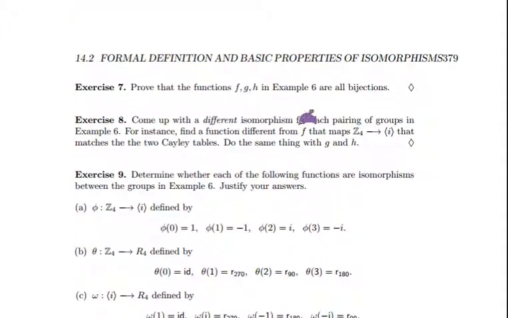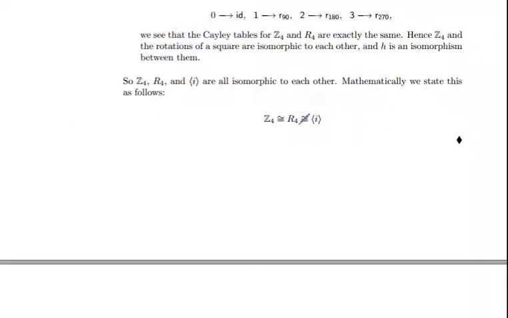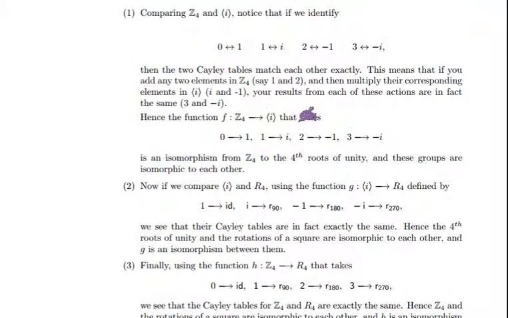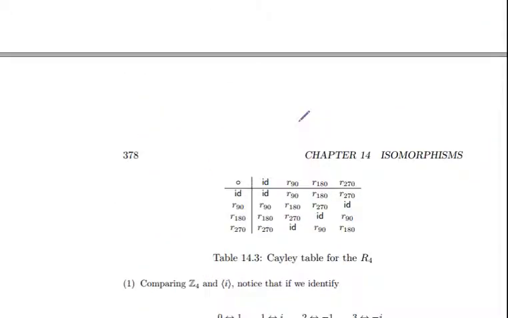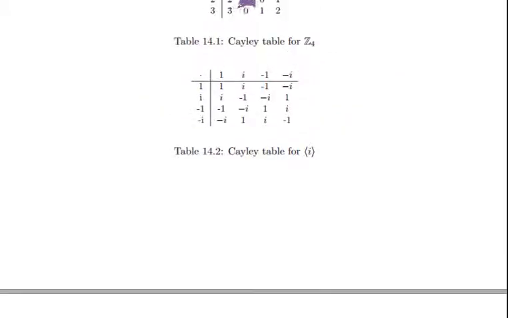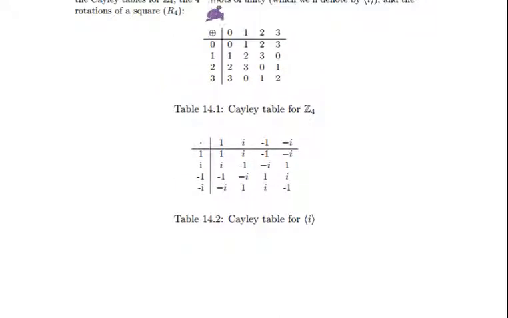Another way of thinking about isomorphism is this idea of identification of Cayley tables. Here we have a Cayley table for Z4, and here we have a Cayley table for the group generated by i, the multiplicative group generated by i.